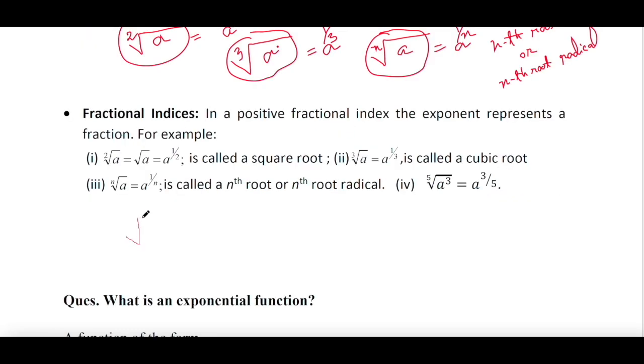If you put, for example, cubic root of a square, then the index will be 2 by 3, a to the power 2 by 3. And if you put fifth root of a cube, then it will be a to the power 3 by 5, since 5 is in the denominator. Here 3 by 5 is called index or exponent, and a is the base.